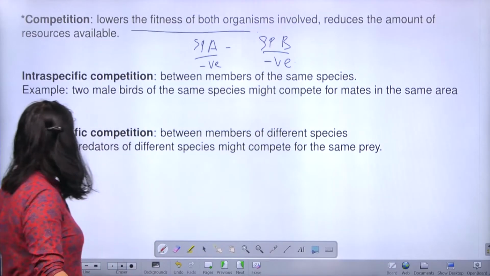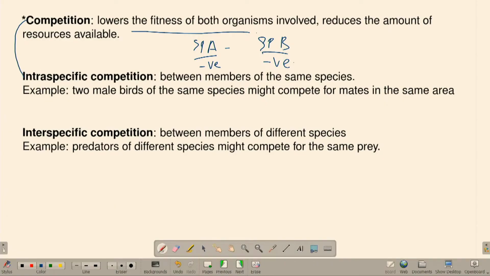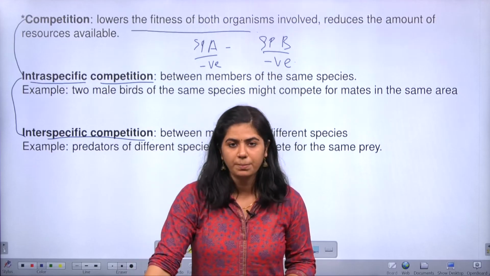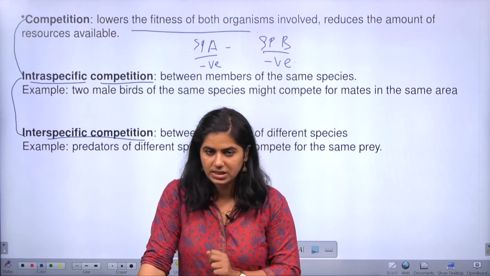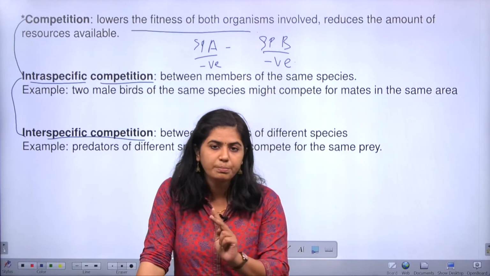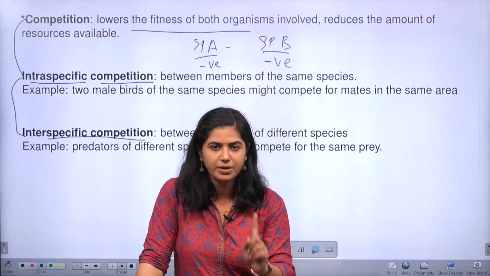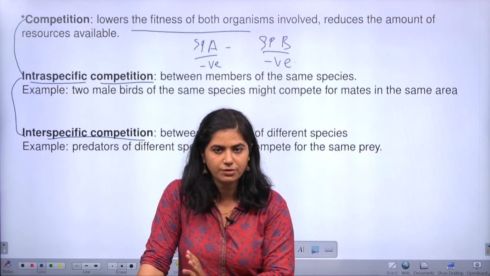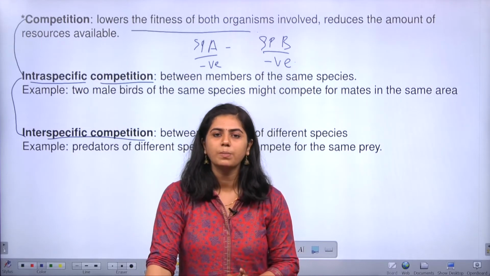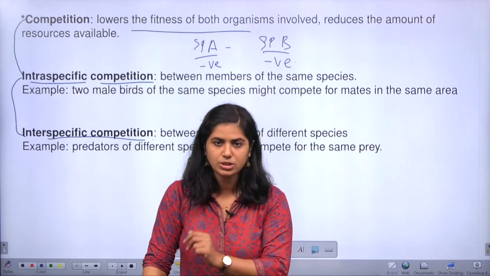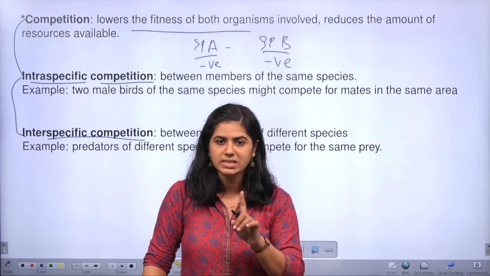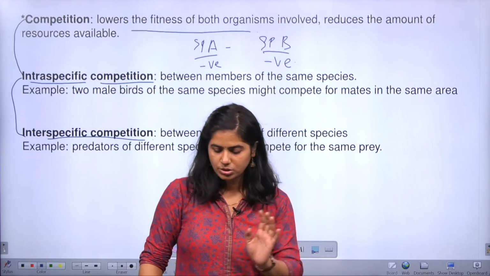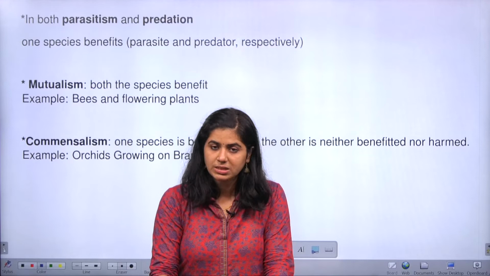Competition can be divided into two types, intraspecific competition and interspecific competition. Intraspecific competition means competition between the same species, for example two male birds fighting for a single female mate. Whoever wins gets the chance to mate with the female. Interspecific competition is between two different species, for example two different species fighting for a single prey, right?